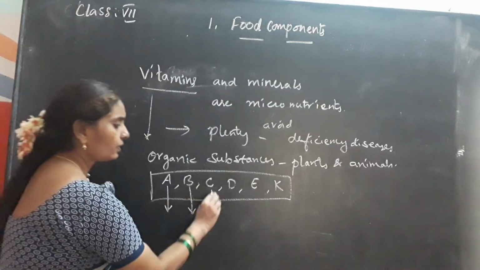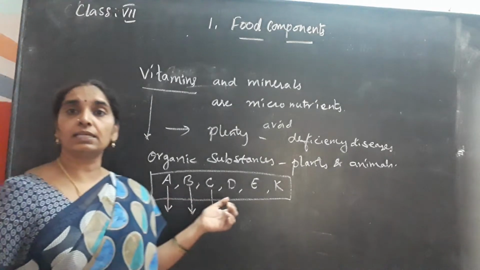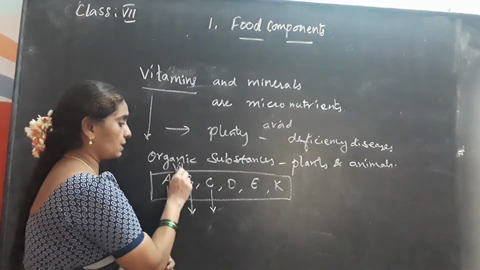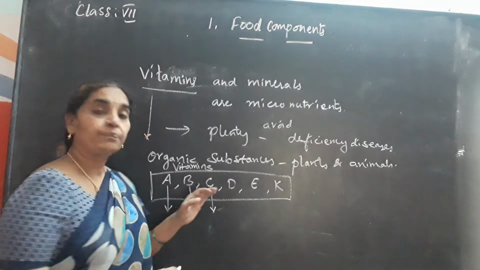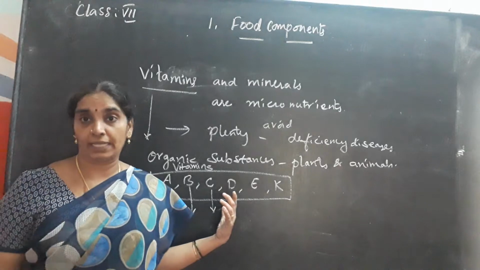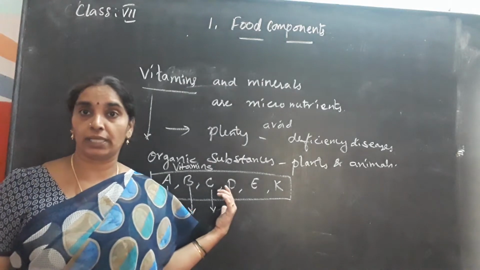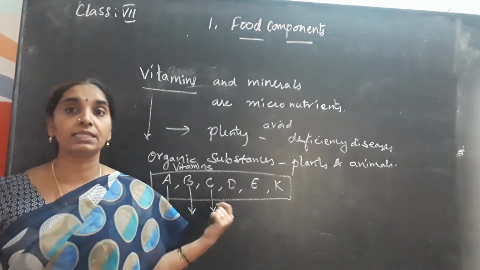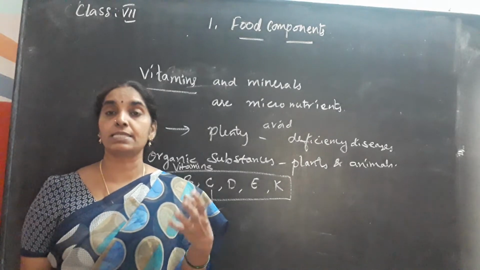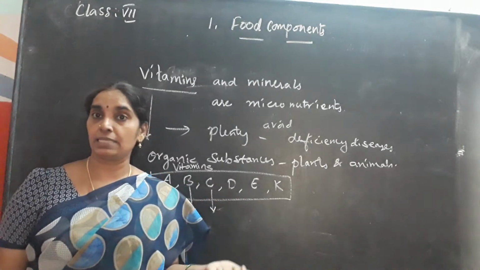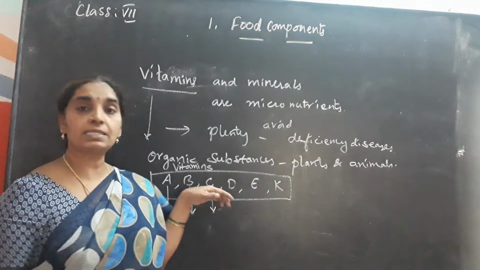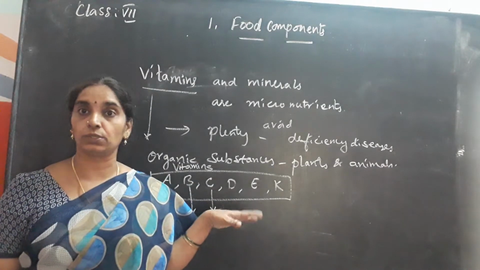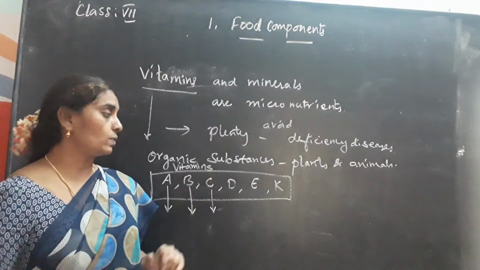Next, vitamin C. It is a vitamin which is very much essential for the improvement of our blood and iron content in our body, and it is supplied through citrus fruits. Oranges, mainly lemons, and berries all supply the vitamin C content to our body.